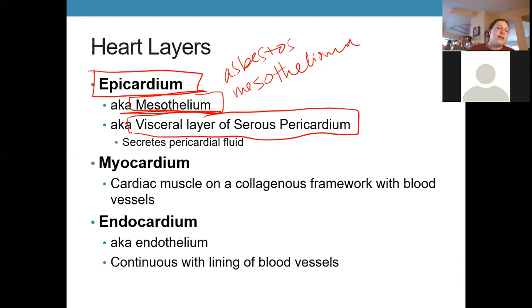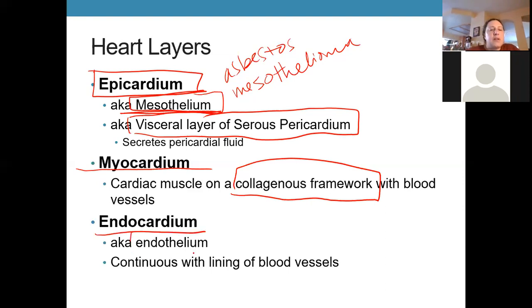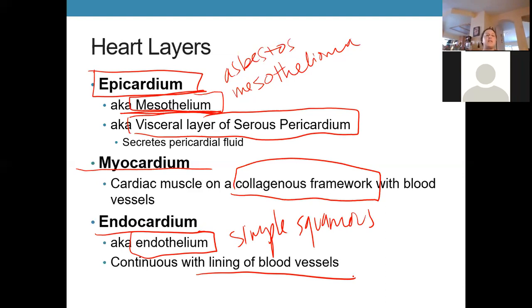Underneath it, the majority of the heart is the myocardium. So this is the cardiac muscle. It is kind of organized along a fibrous connective tissue framework, so a collagenous framework. And there are blood vessels in there too, which we'll talk about in a little bit. And then lining the inside of the heart is the endocardium. It's also called an endothelium. And this is also a simple squamous little membrane. And it happens to be continuous with the lining of the blood vessels. So the blood vessels also have an endothelial simple squamous. And in the heart, it just happens to be called the endocardium because it's lining the inside of the heart.